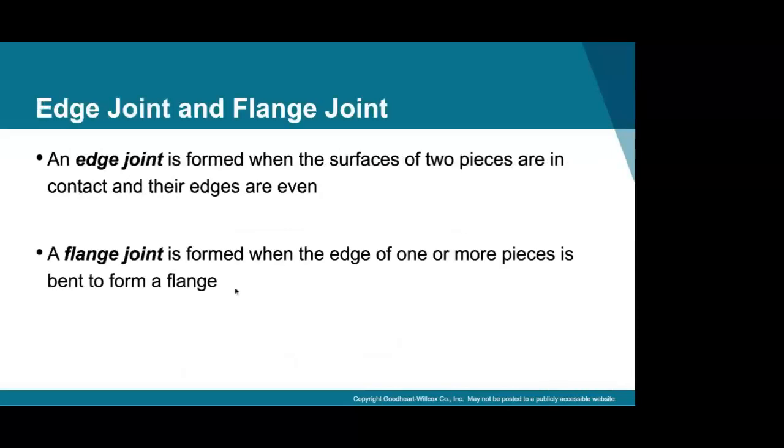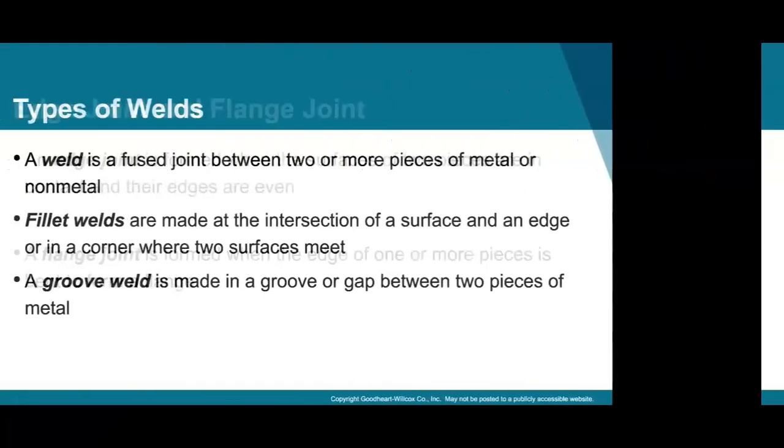An edge joint is formed when the surfaces of the two pieces are in contact and their edges are even. We had a picture or illustration on the first slide of an edge joint. A flange joint is formed when the edge of one or more pieces is bent to form a flange. That would be really like the sixth joint. There's really only called 5 basic weld joints.